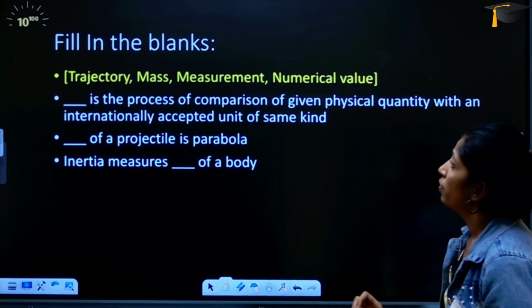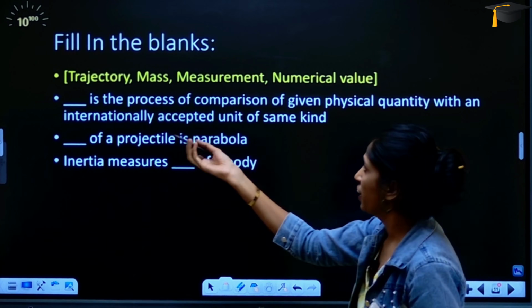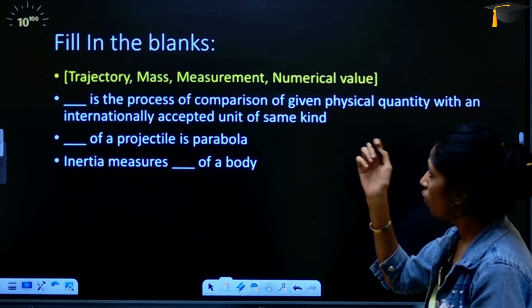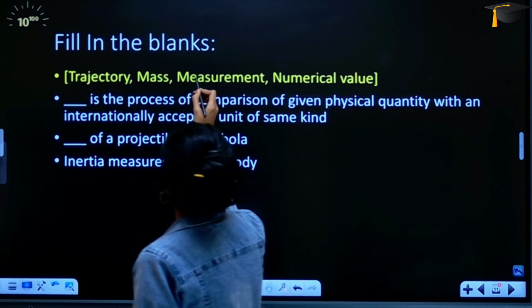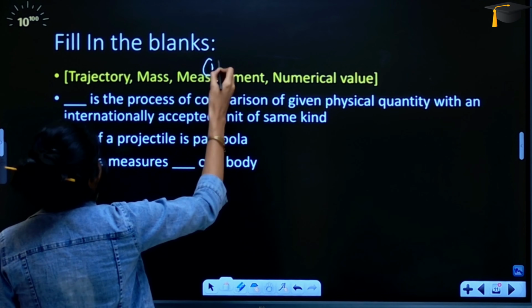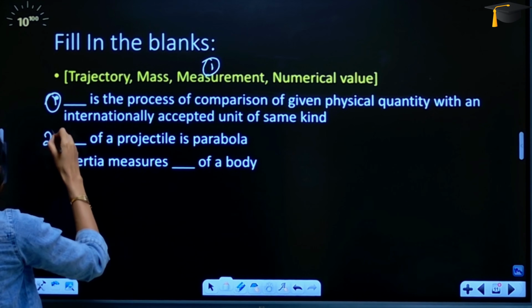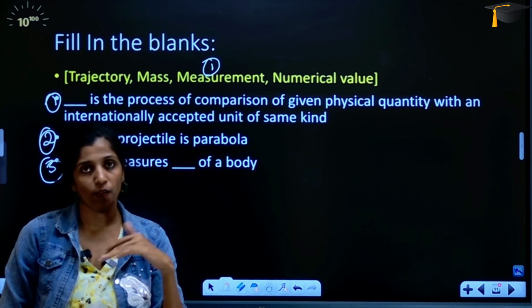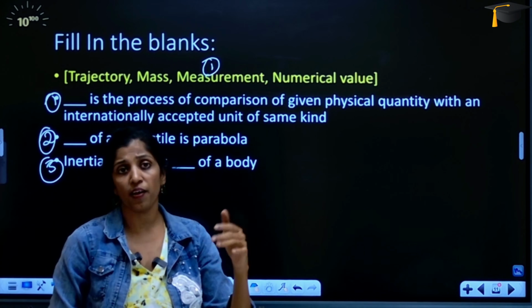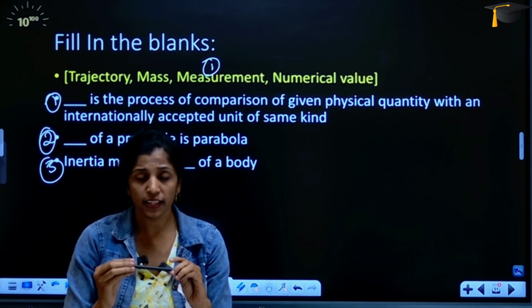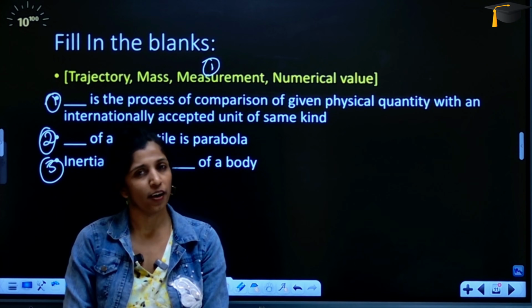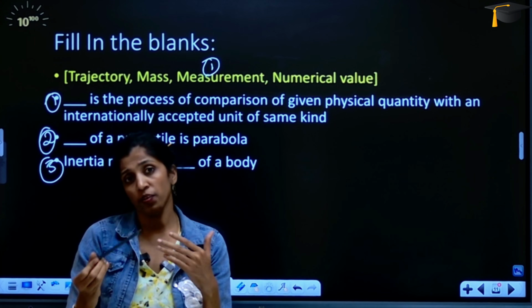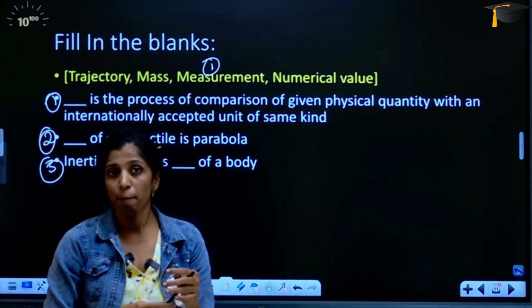Okay. Now, next, fill in the blanks. Yes, it is a very easy question. Dash is a process of comparison of two physical quantities. So, of course, measurement is a process of comparison of a given physical quantity with a known one. Now, in case I have to measure the length of this pen, then I'll be using the scale, which is a known quantity, right? And this pencil is an unknown quantity. If I'm comparing known with unknown, then that's what we call measurement.